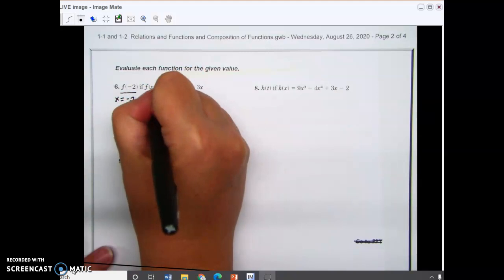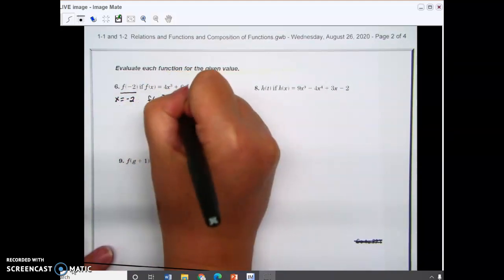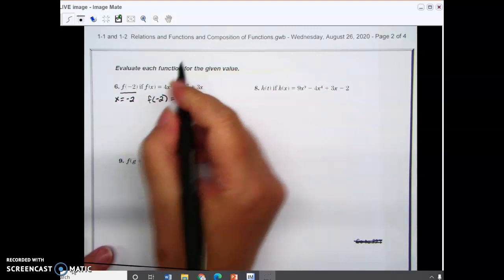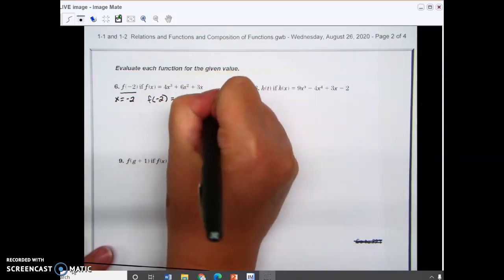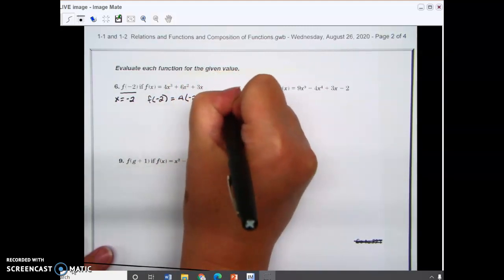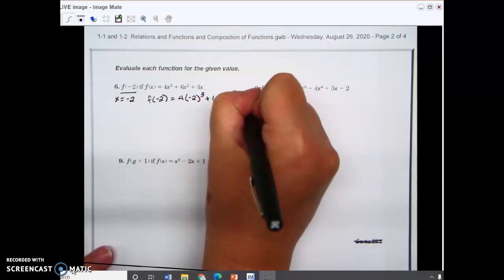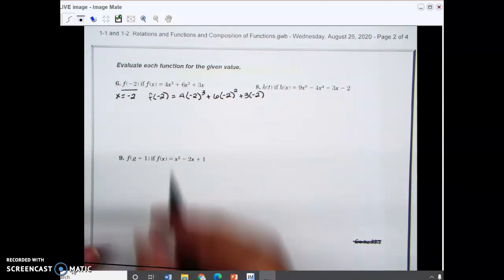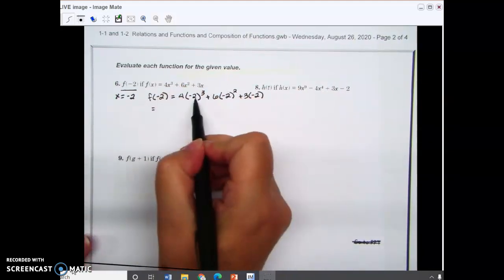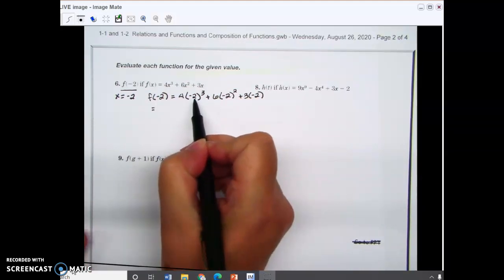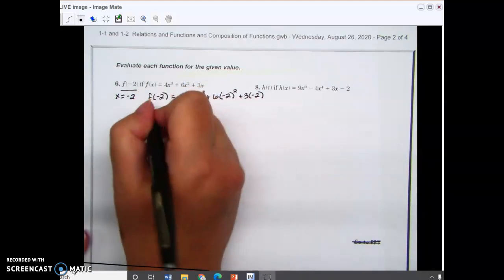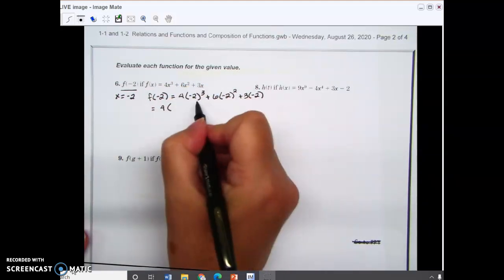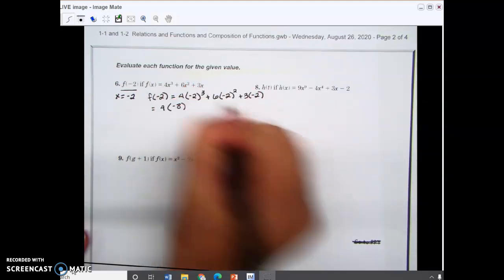So when I see f of -2, I'm going to say that that's going to be 4 times, and instead of writing x, we're going to say -2 to the third power, plus 6 times -2 to the second power, and plus 3 times -2. So then when I do that, now we can plug this into a scientific calculator, but just make sure that you're using the parentheses when you do that so that the negative is included in what you're cubing. So when you do that, you should have 4 times, and the -2 cubed should be -8.